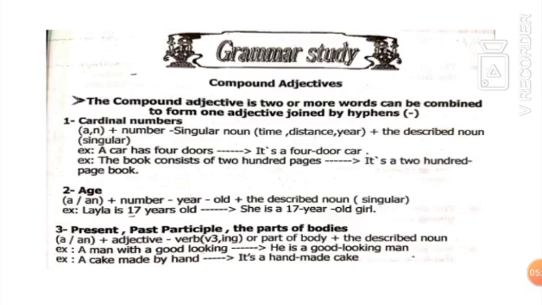Okay, present and past participles or the parts of the body. For example, when I say a man with a good look. So we can describe this man by saying he is a good-looking man. A cake made by hand is a hand-made cake. What about parts of the body? For example, if I say this man has long legs, we can describe him by saying a long-legged man. We put ed to the part of the body.